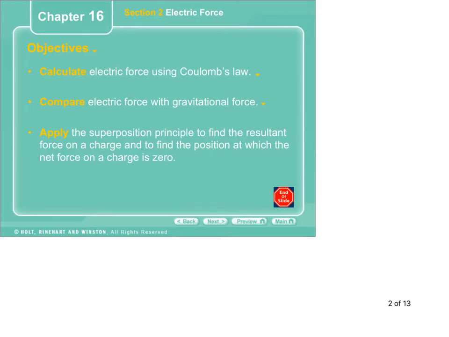Today we're continuing on Chapter 16, Section 2, Electric Force. Last time we looked at some of the basics about Coulomb's law, found the formulas, and a little bit of basic information on it. Today we're going to do some calculations involving Coulomb's force, and we're also going to do some calculations with gravitational force so we compare electric force with gravitational force. And then next time we'll be getting into the superposition principle.